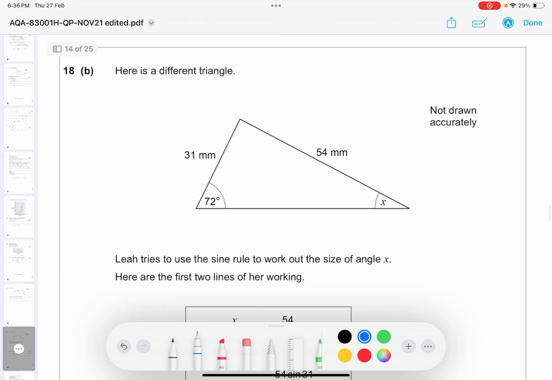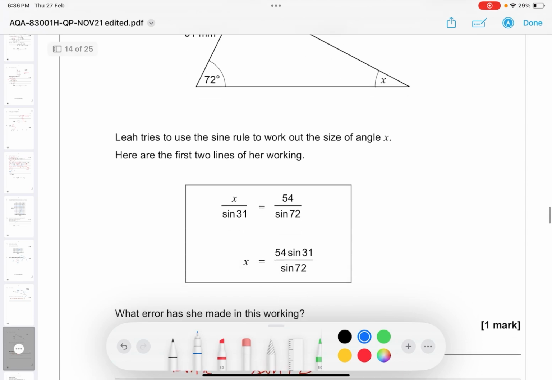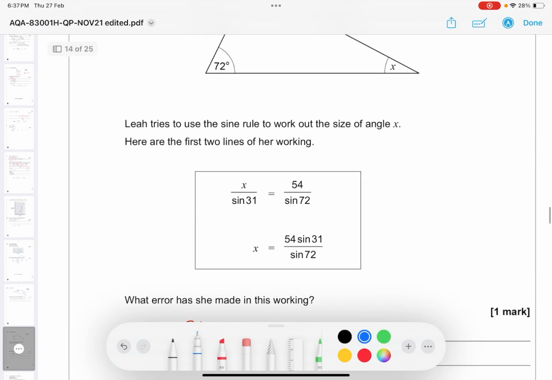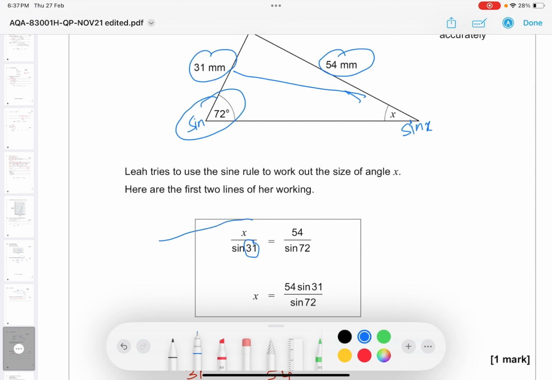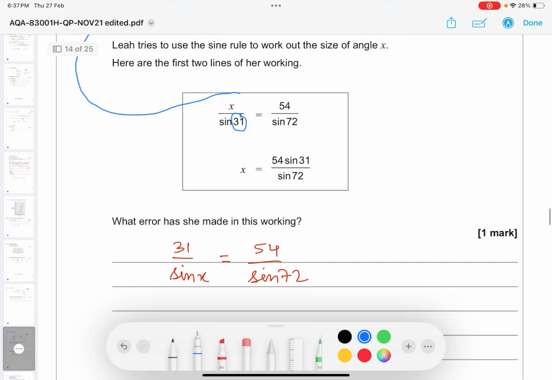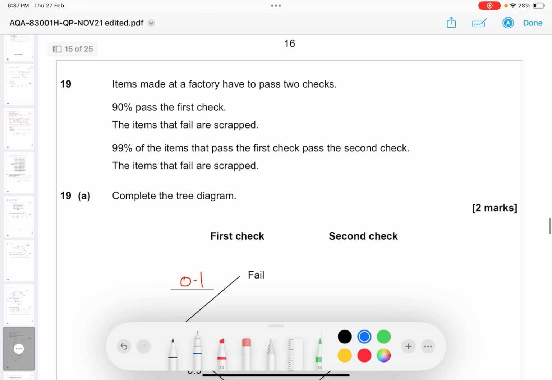Here is a different triangle. Leigh uses the sine rule to work out the size of angle X. Here are the first two lines of her working. What error has she made? If you can see clearly, sine 72 over 54 equals sine X over 31. So the mistake she has made is she took sine 31, but 31 was the length of the side. Simply, what she did wrong: 31 over sine X should be correct, and 54 over sine 72. But instead of X, she took 31. Let us move on to the next question now.